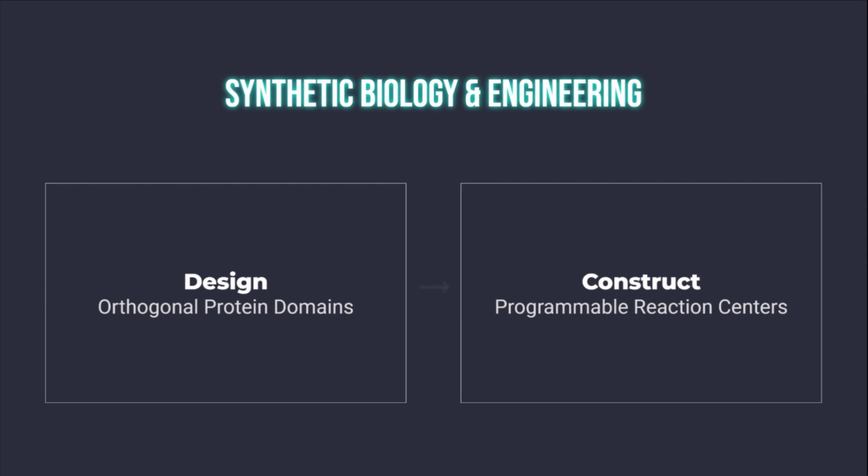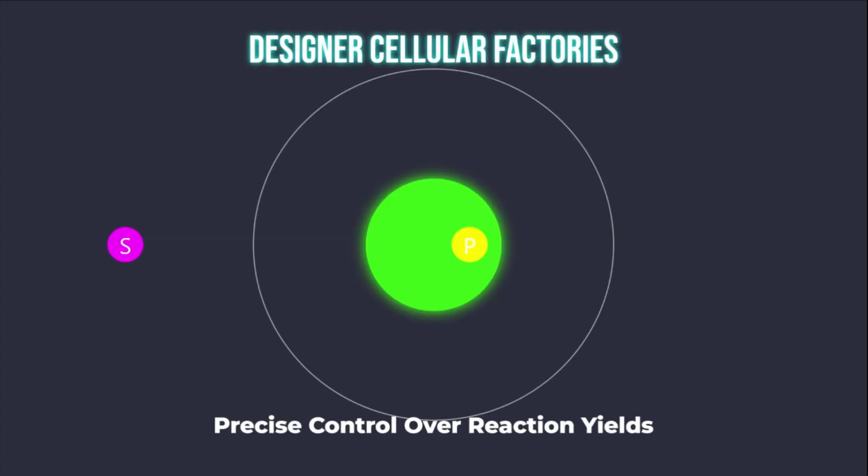Understanding the precise molecular grammar governing LLPS allows for rational design of synthetic systems. Researchers are engineering synthetic condensates using orthogonal protein domains to recruit specific enzymes, creating programmable reaction centers that function independently of native cellular processes. This technology promises breakthroughs in biomanufacturing, allowing precise control over reaction yields and product purity by spatially confining reaction intermediates. For instance, creating artificial metabolic pathways within designer condensates minimizes toxic side product accumulation.